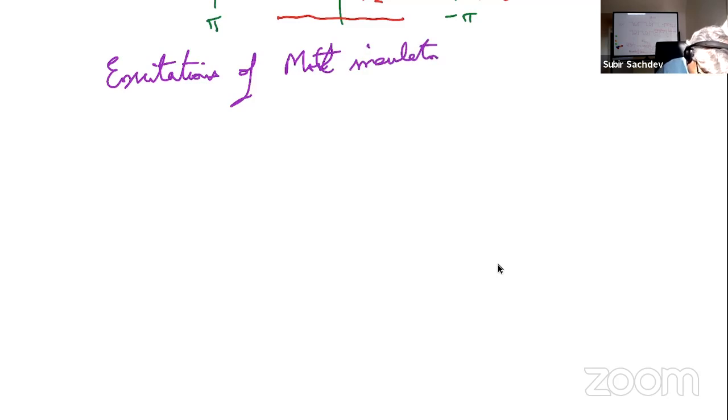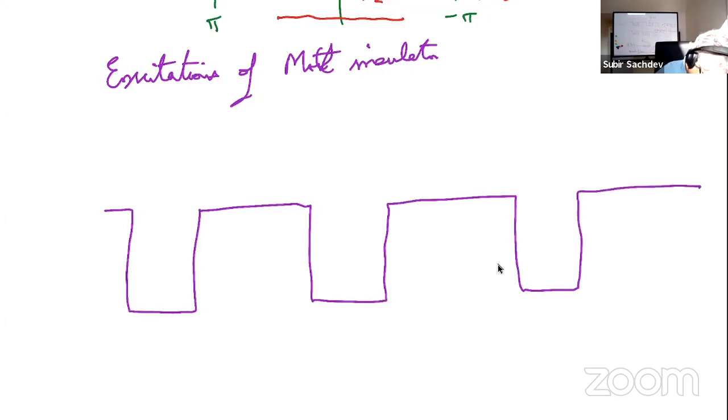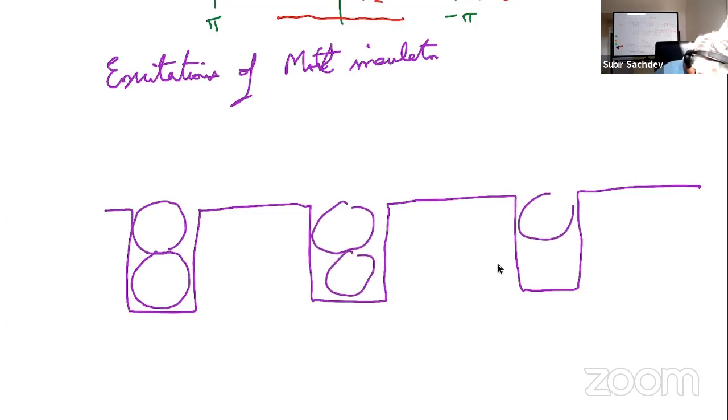So let me take a general Mott insulator. Here's my lattice. And let's say there are n bosons sitting there on every site. And every time I try to move a boson, I find I can't do it because it costs a lot of energy.